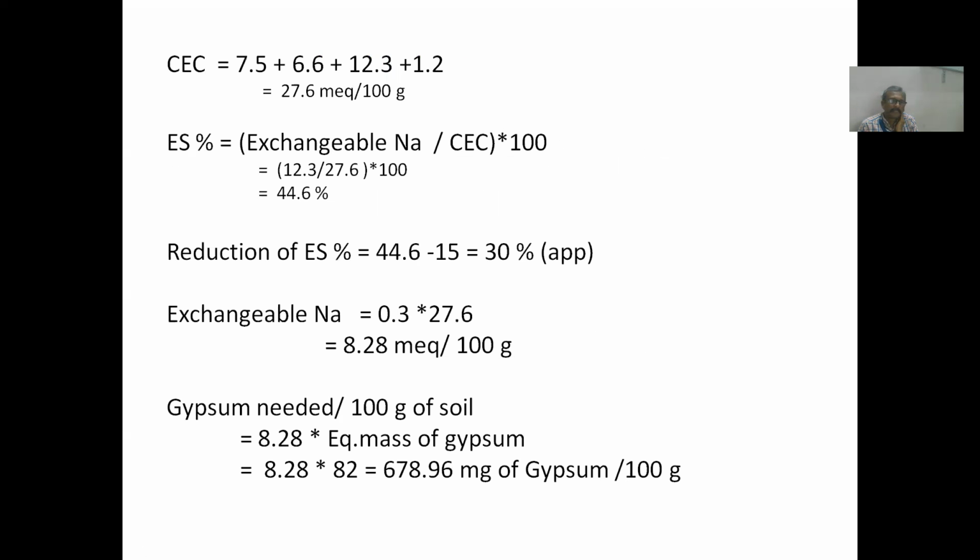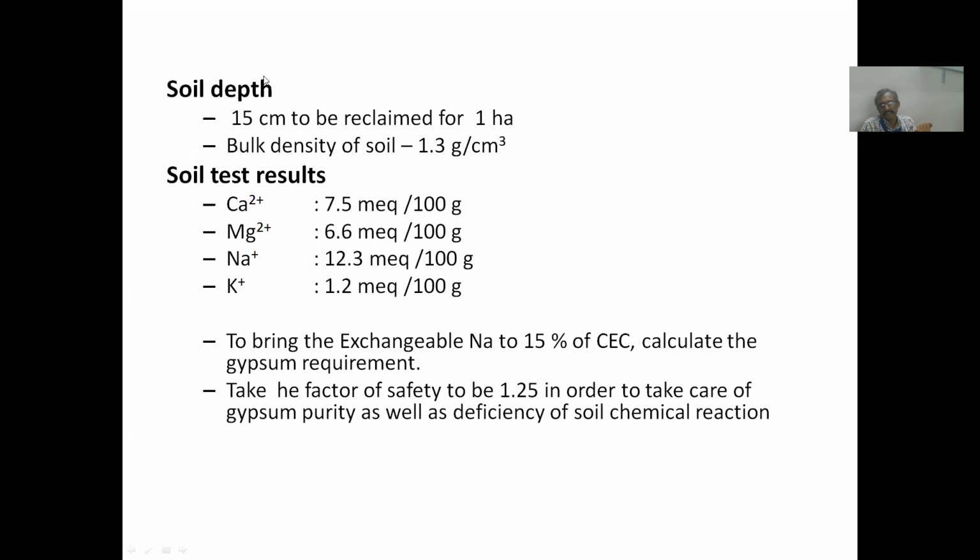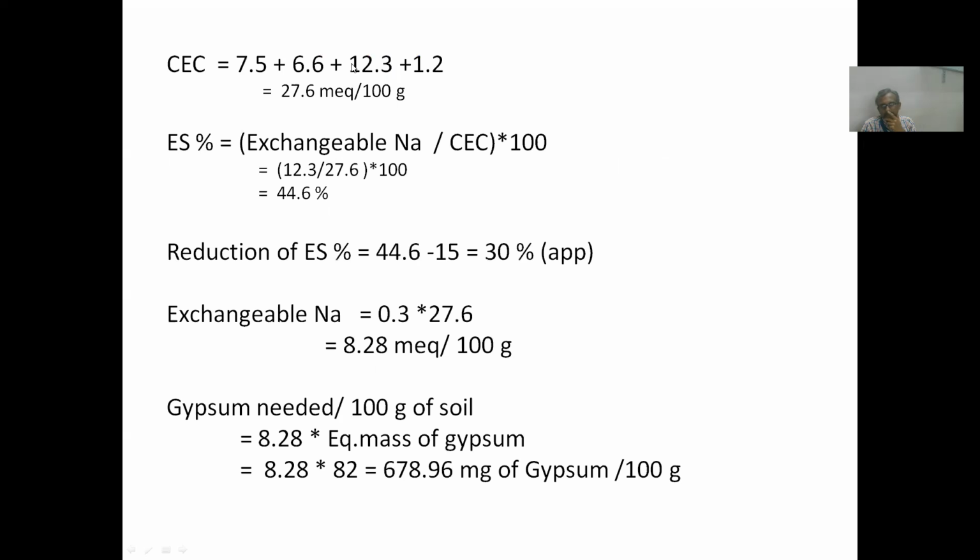The cation exchange capacity is the total amount of cations per 100 gram of soil. So 7.5, 6.6, and all these add up, and you get 27.6 milliequivalent per 100 gram of soil. In that, what is the exchangeable sodium percent? The sodium is 12.3 milliequivalent. So 12.3 divided by 27.6, expressed as a percent, gives 44.6%.